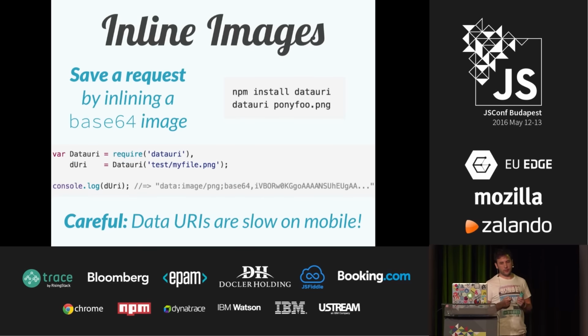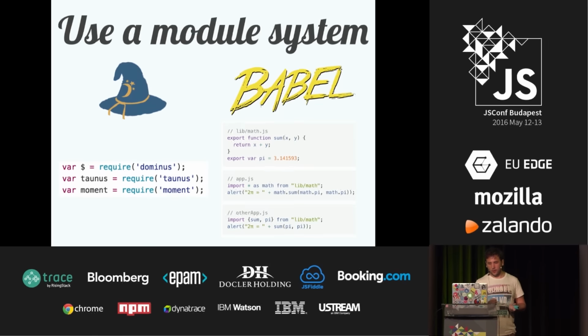When it comes to inlining images, you can use the datauri module, and it's basically either a command line tool or an API. You give it the path to your file, and it gives you back the compressed data URI that you can just embed in your site. So that's awesome. You can also use a module system, again kind of like following a style guide. This allows you to not have 20 versions of jQuery. CommonJS or ES6 modules, either way, they're both pretty awesome.